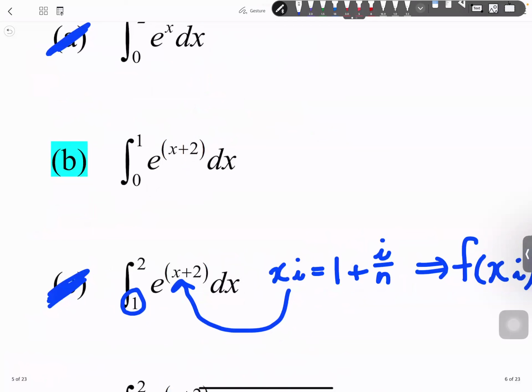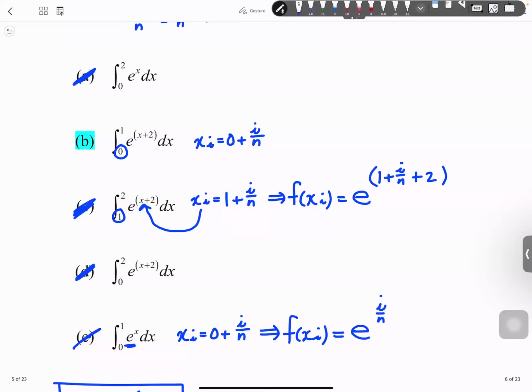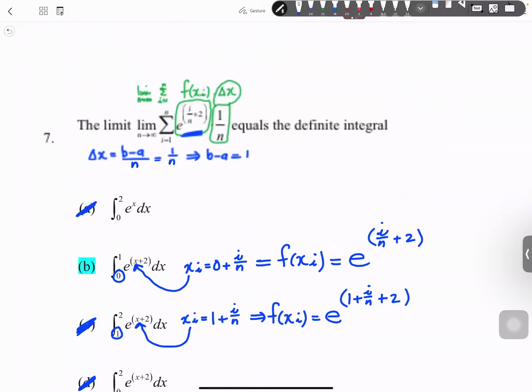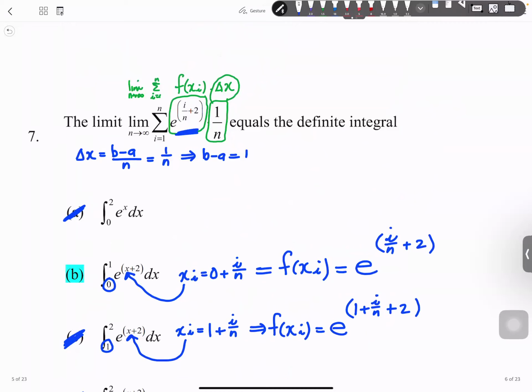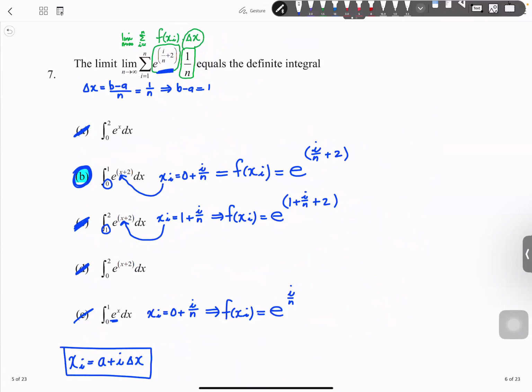So let's do the same for B. If here I find x sub i, that's going to be a, which is 0, plus i over n. Take this x sub i and plug it in for that x. In other words, find what f of x sub i would be for this option. It's going to be e raised to the power i over n plus 2. And this does match what I have in the problem statement. So this is why B is my answer choice.